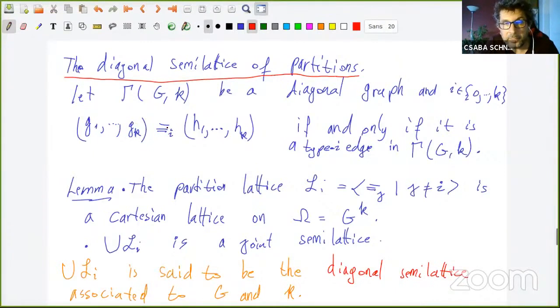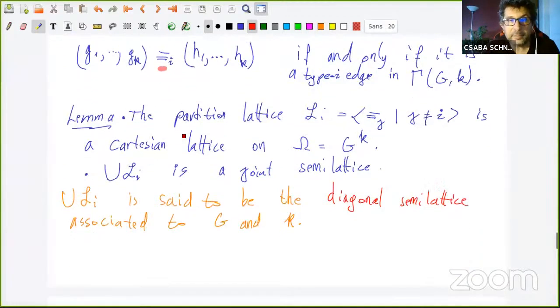Two vertices are going to be equivalent under this relation, which I denote by equivalence I. So I have several equivalence relations. For each I between 0 and k, I will have an equivalence relation on the vertices. Two vertices are going to be equivalent under this relation if and only if they form an I edge in the diagonal graph. You remember in the diagonal graph, I was talking about type 0 edges, type 1 edges, type k edges, etc. And this gives an equivalence relation on the vertex set of this graph.